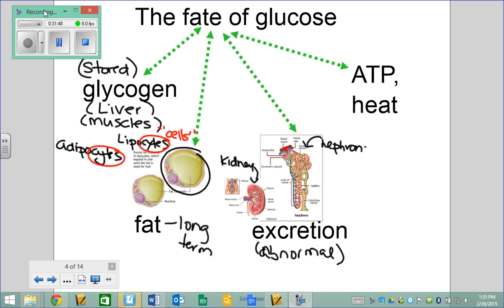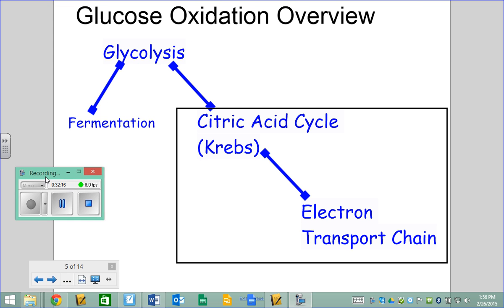Now, the last thing that can happen to glucose is good old cell respiration. So we're going to make ATP, and some heat will be produced. So now we're going to talk about the cell respiration part very specifically, now that we know how we get glucose and what happens to it inside of our body. So this is the glucose oxidation overview. So remember I said glucose is being oxidized no matter which type of cellular respiration is happening.